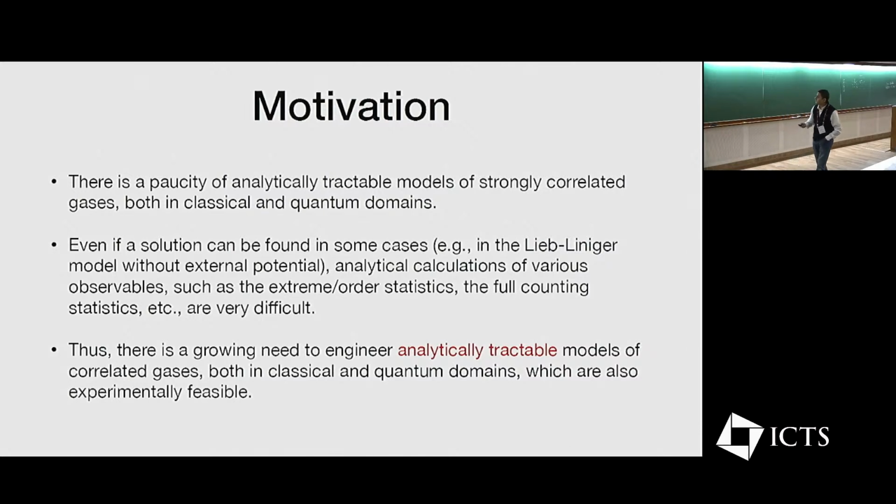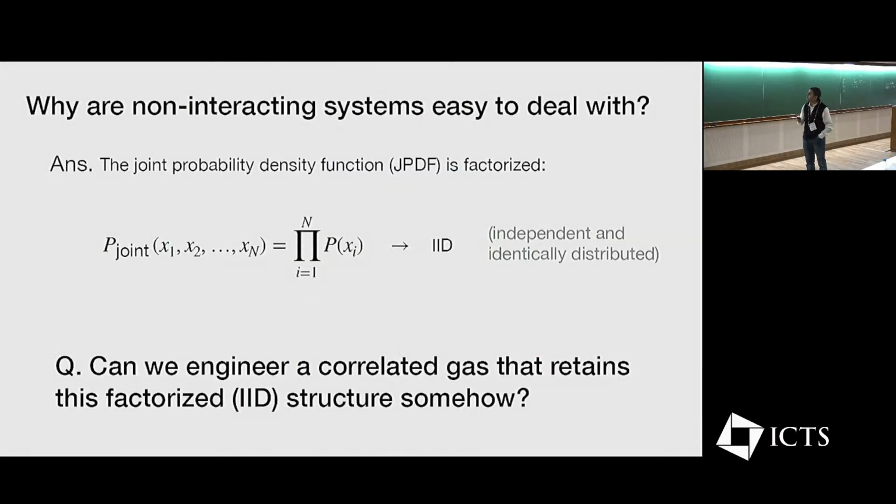Even if a solution can be found in some cases, like the Lieb-Liniger model without the potential, the analytical calculation of the kind of observables I mentioned is usually rather hard. So there's a growing need to engineer analytically tractable models for correlated gases, and when I say correlated gases, I mean strongly correlated gases, both in the quantum and the classical domain, where you can do calculations and which are also experimentally feasible.